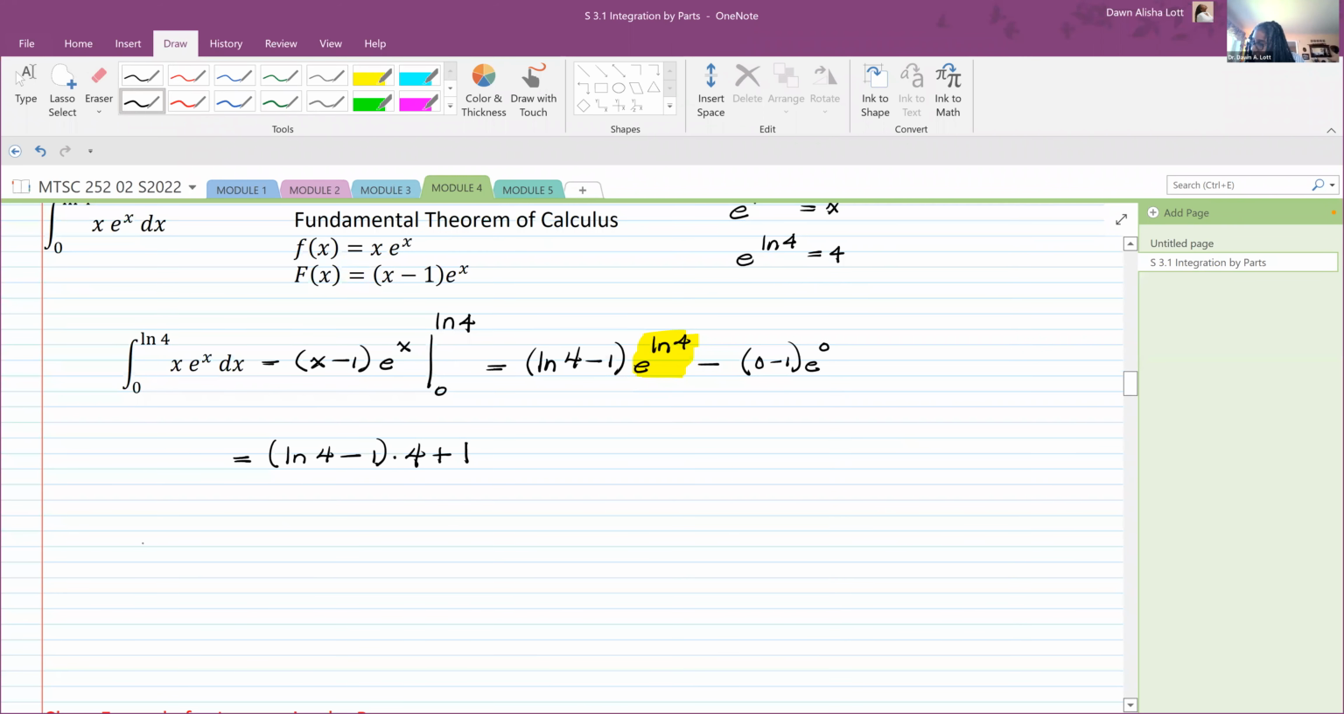So notice now, when you have a definite integral, you take what you got when you integrated by parts, and then you utilize the fundamental theorem of calculus. So I'm going to write this out. This is equal to the natural log of 4 minus 1 times 4 plus 1.